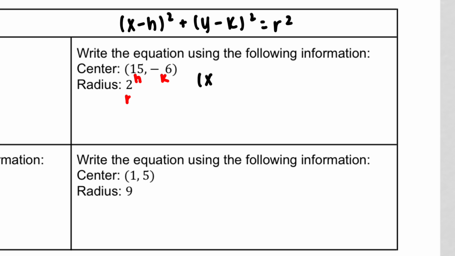So when I start to write this in parentheses, I'm going to do x, and I now need my h, but I need the opposite of it. So when I look here, my h is 15. So when I put it in parentheses, it's going to be a negative 15. You still have the squared as part of the formula. Plus, we're going to do the same thing again, y. And I look at my k, it's a minus 6 here. So in parentheses, it's going to be a plus 6, squared, and it's equal to, I take this number here, 2, and I square it, or 2 times 2. And when I do that, I end up with a 4 here.